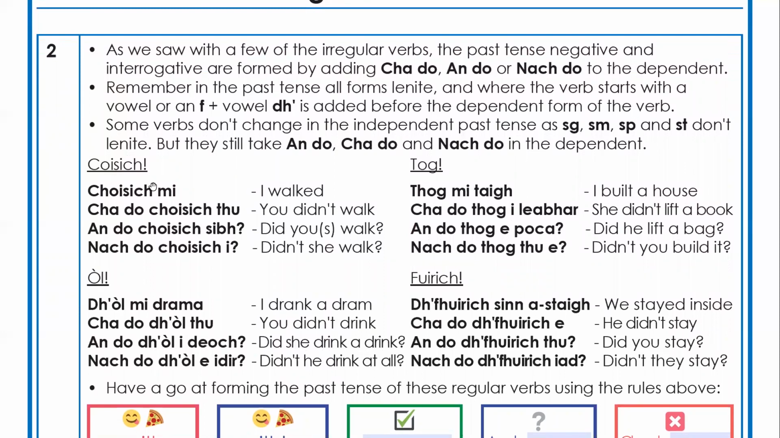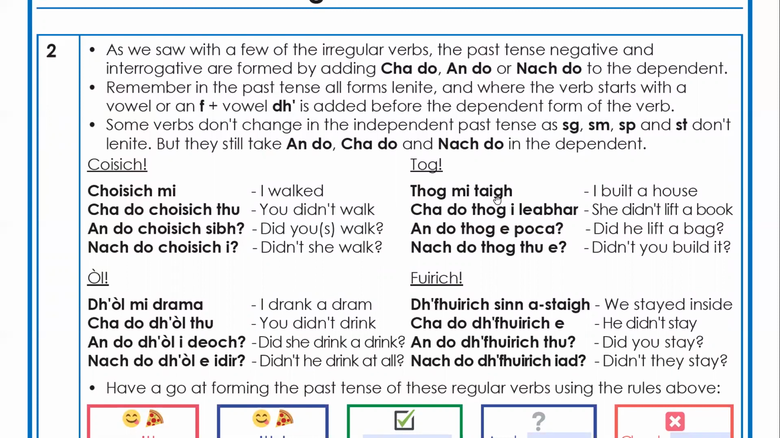Choisich me, I walked. Chade choisichu, you didn't walk. And the choisichif, did you, plural or formal, walk? Nach the choisichi, didn't she walk?